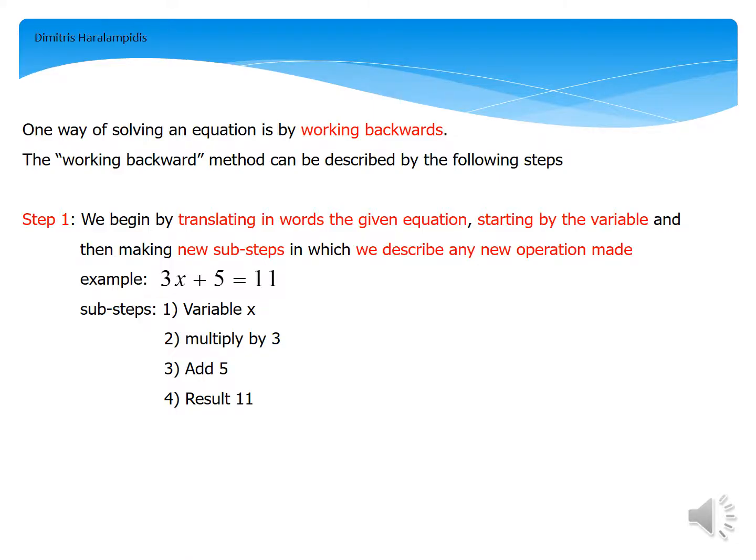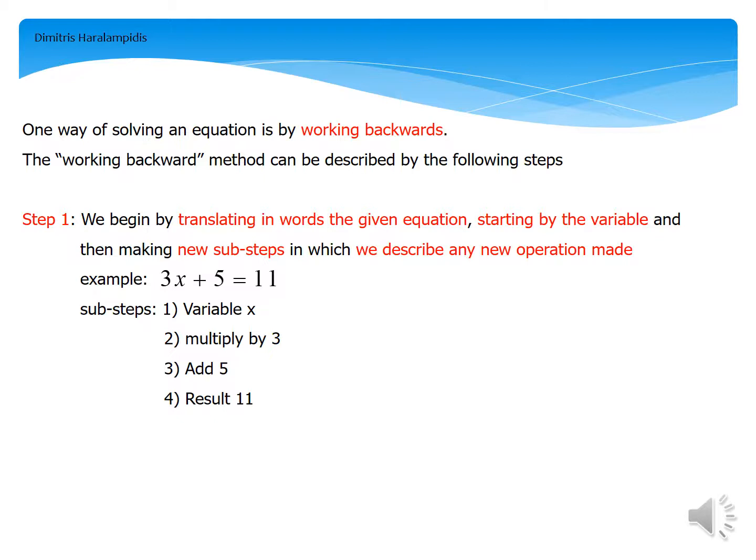One way of solving an equation is by working backwards. The working backward method can be described by the following steps. In step 1, we begin by translating in words the given equation, starting by the variable and then making new substeps in which we describe any new operation made.